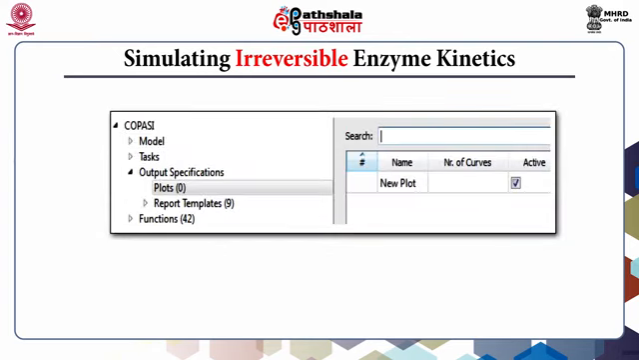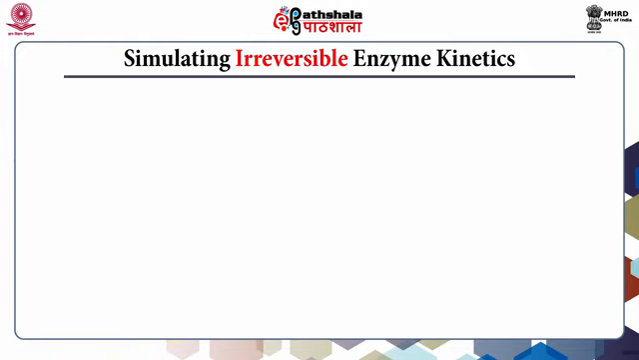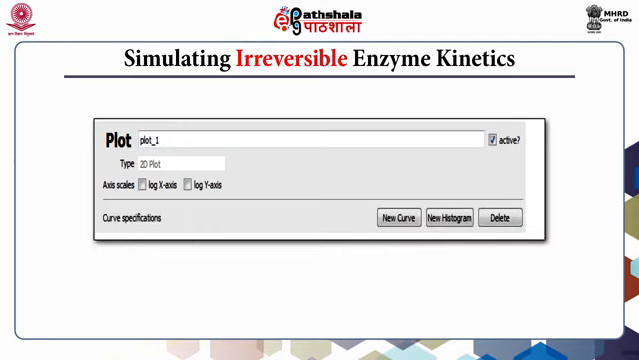Expand the output specification node in the navigation tree panel and select plots 0 by double click. Then double click new plot in the right panel, that is the working space panel. This will open a new plot named plot_1. Click on the new curve button.